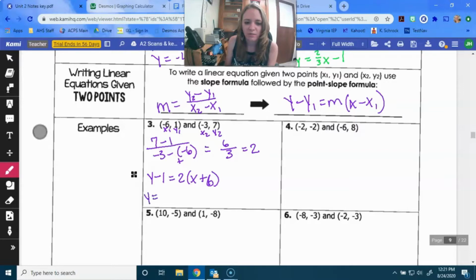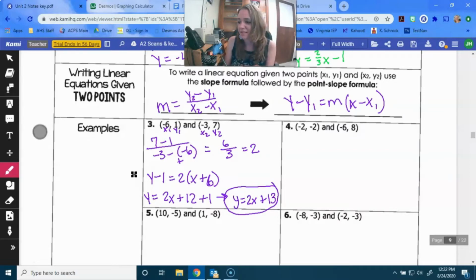Y equals, and then I'm going ahead and switching all this in one step. Distributing first, putting all that, and then I'm going to add 1 to the end. 2x plus 12 plus 1, giving me, yeah, that's it. Y equals 2x plus 13. Ding, ding, ding. All right.